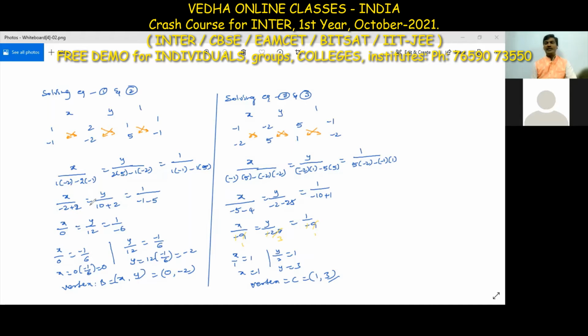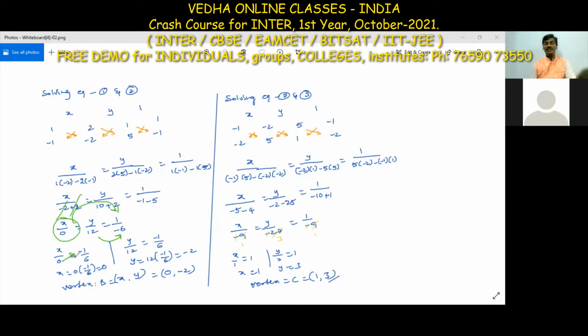So x by here, remember here minus 2 plus 2 gets cancelled, 0. Be careful here. Something by 0 we usually think is an undefined form and leave it like that. But don't do like that. We have to equate this to constants. X by 0 is equal to minus 1 by 6. X is equal to 0.